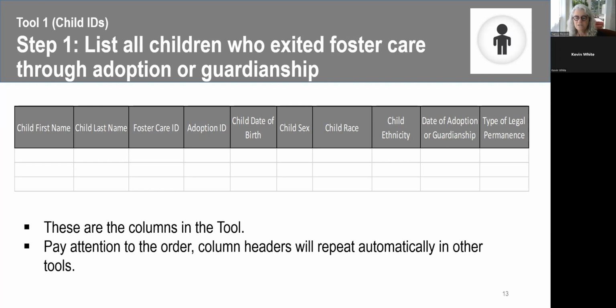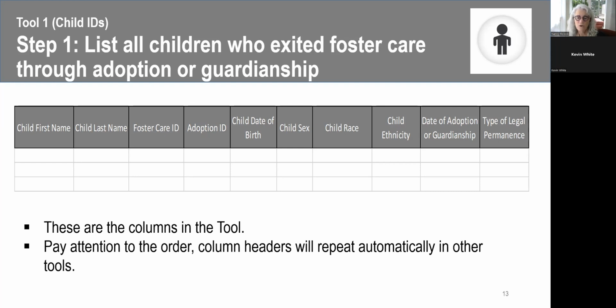We will refer back to this grouping of information as child demographic information. The first step to tracking post-adoption and guardianship instability is to create a list of all children who exited foster care through adoption or guardianship during a specific time period. Based on research, we suggest that you enter the following information for all children who have exited foster care to adoption or guardianship over the past 5 or more years.